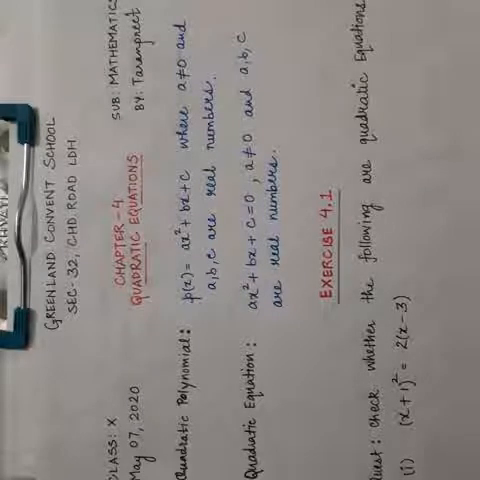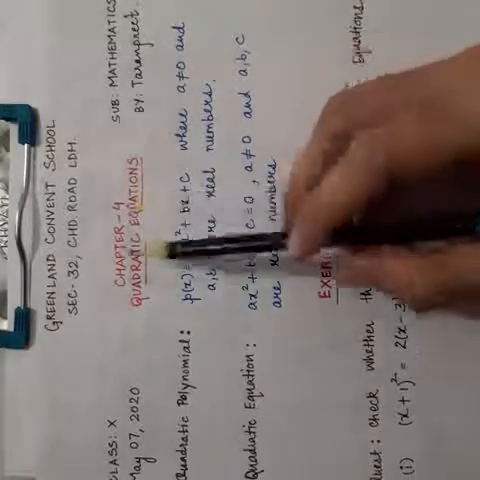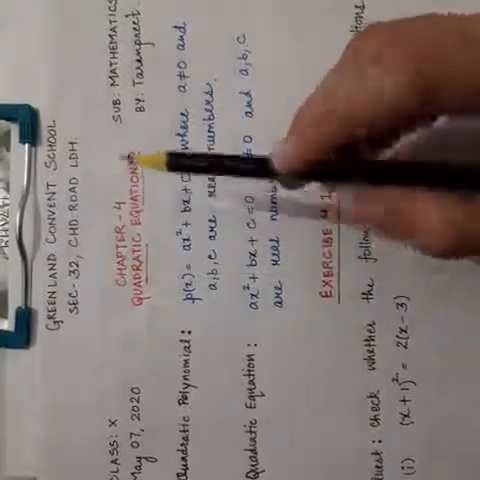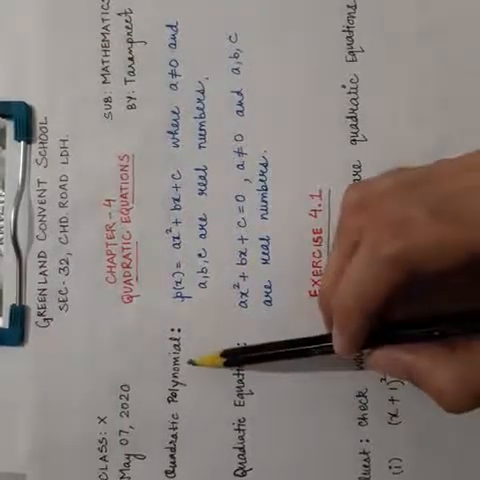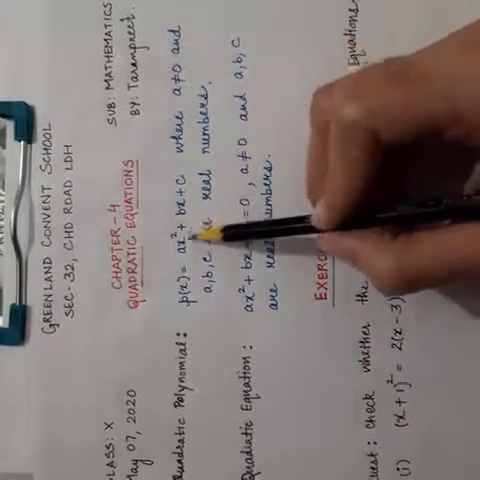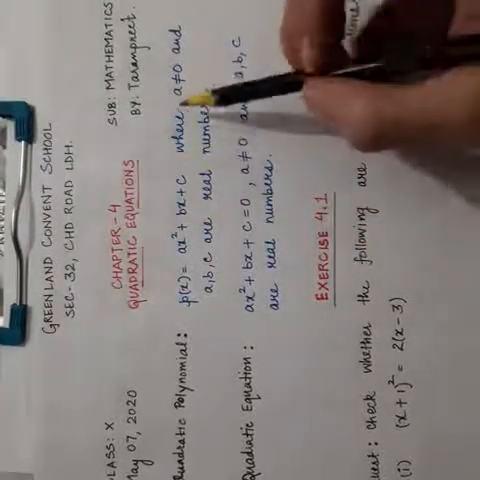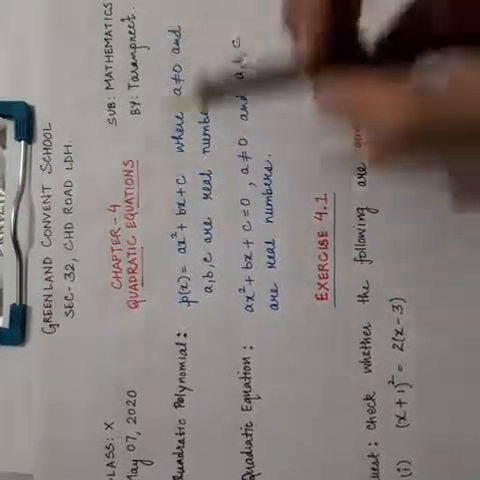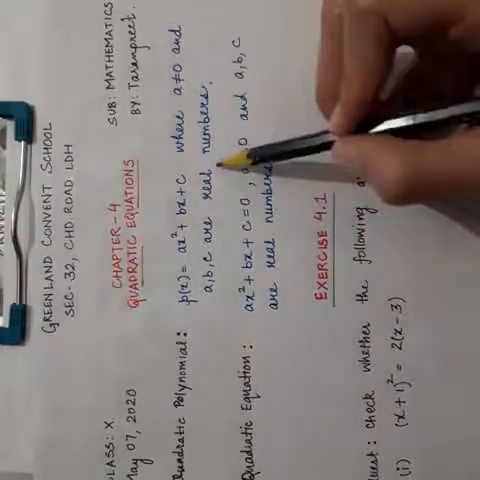Today we are going to start with a new chapter, that is chapter number 4 from your NCERT books, quadratic equations. In the previous chapter we have started the quadratic polynomial. The general form of quadratic polynomial was ax squared plus bx plus c, where a is not equal to 0 and a, b, c, which are the coefficients of the various terms, they are the real numbers.